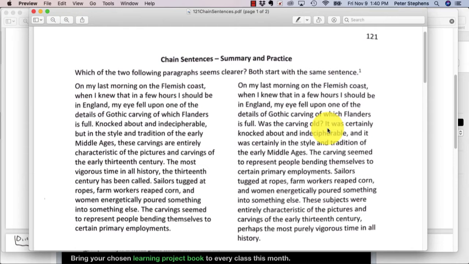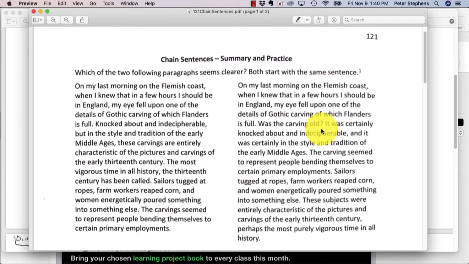Someone shouldn't wade through an entire sentence without knowing how it connects with the one before it. Compare that with the second sentence of the second one, the one on the right. "Was the carving old?" We immediately know it's about the carving, and we immediately know we're going to delve into the age of it, right?